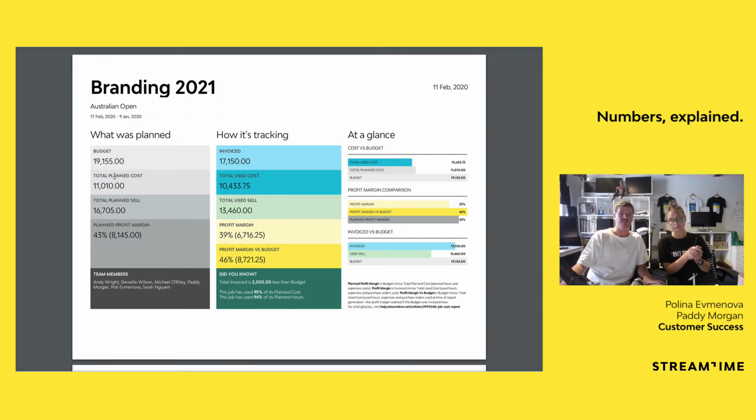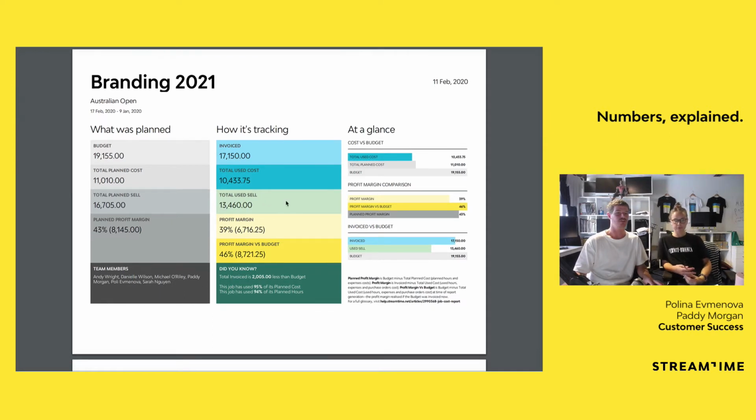Exactly. It's the difference between these two boxes at the top. So that 11,000 minus that 19,000. Yeah. And we will touch on this planned profit margin again in a little bit when we return to it on the job page. We'll go through this one in a bit more depth, but in short, this is how it's being calculated. Now let's move on to the how things are tracking column, Polly.